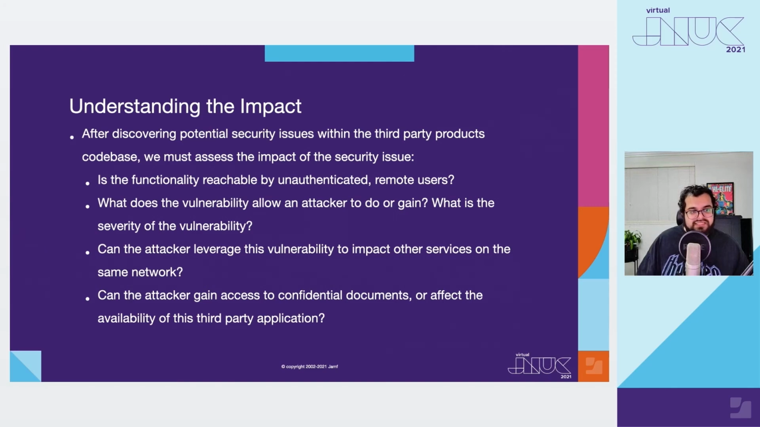One of the things we need to understand from this SSRF is the impact. We found a server-side request forgery flaw, but what does it really mean? Is the functionality reachable by unauthenticated remote users? In this case, for this vulnerability, that's not the case. It's only accessible to authenticated JAMF administrator users. So the impact is considerably lower than if it was accessible to all users. And what does the vulnerability allow an attacker to do or gain?